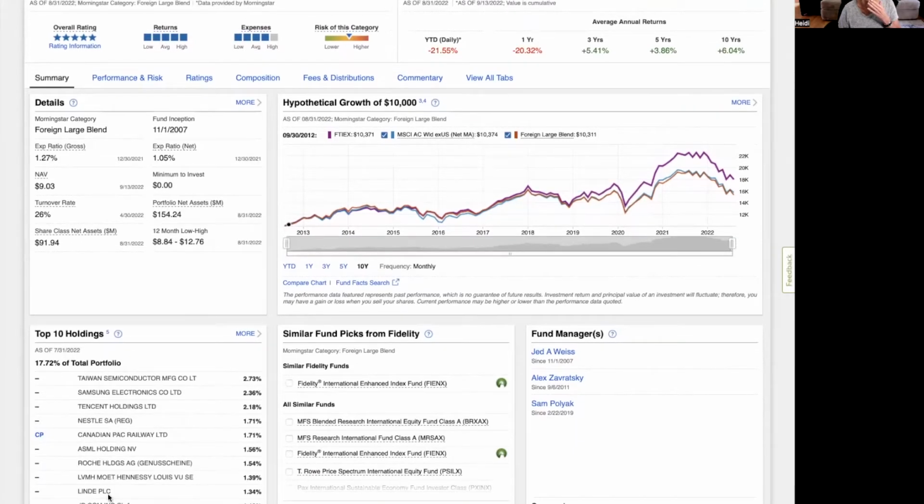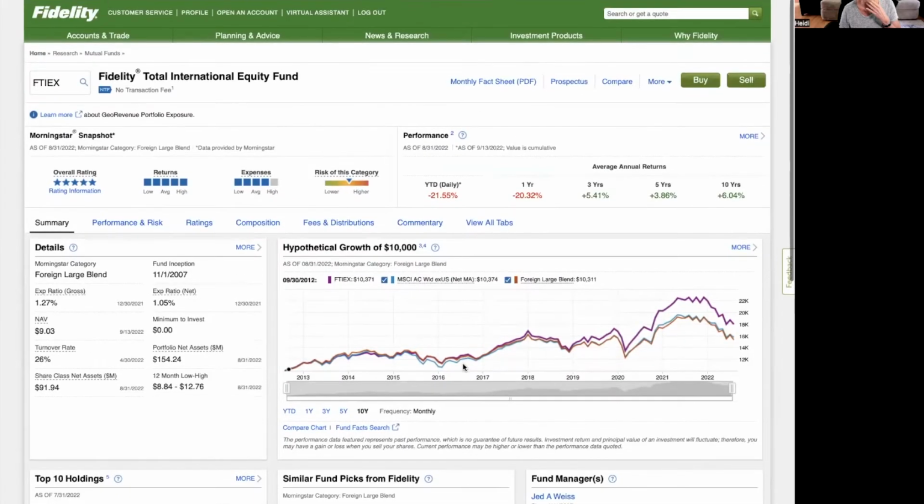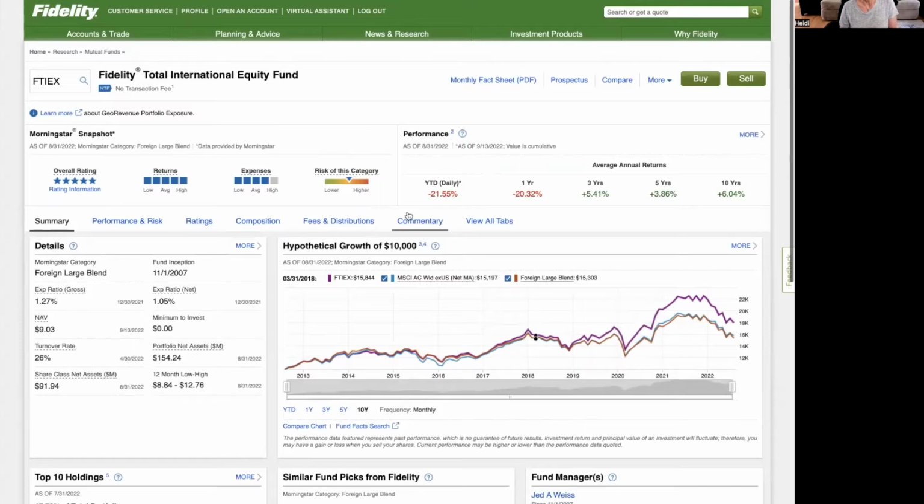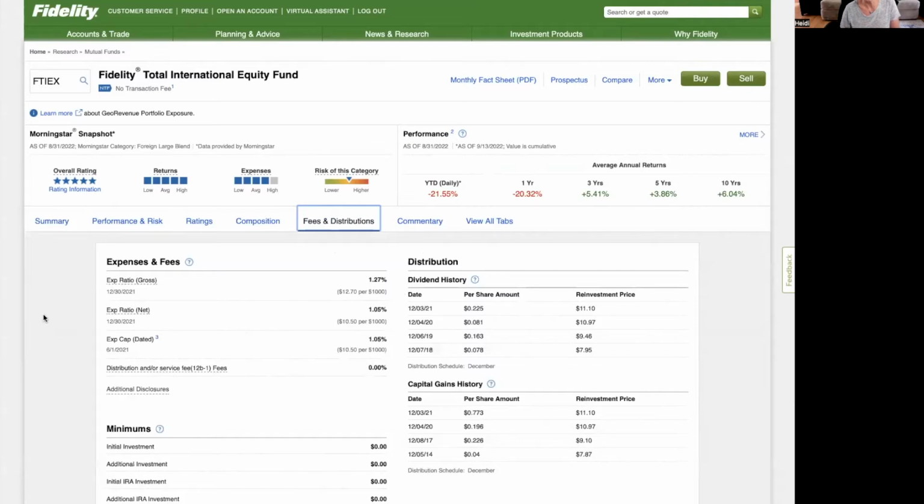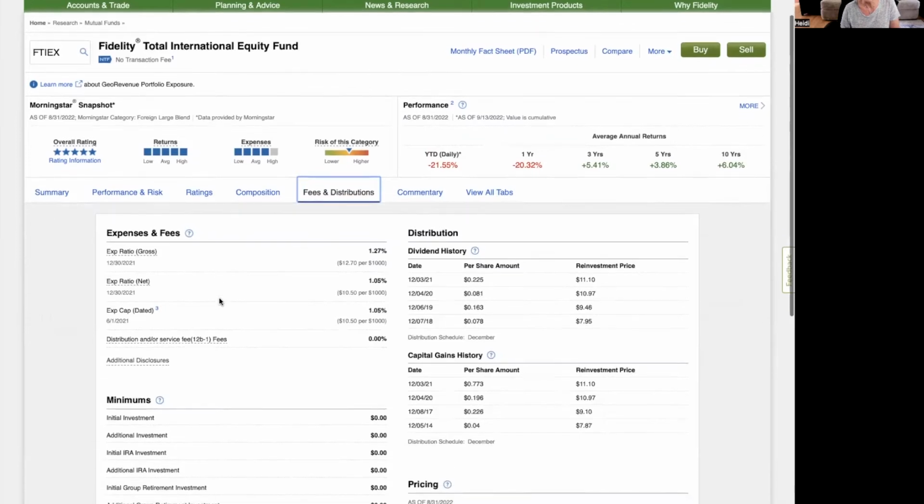You can see their top 10 holdings right there and other funds that you may want to look at. And then it talks about the fund manager and how long he's been there, since 2007. So he's been managing this for quite a while. Looks like they have 3 of them. So we can take a look at the fees. We see the gross fees 1.27 right there.